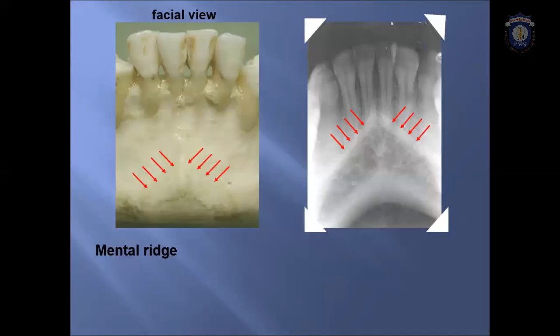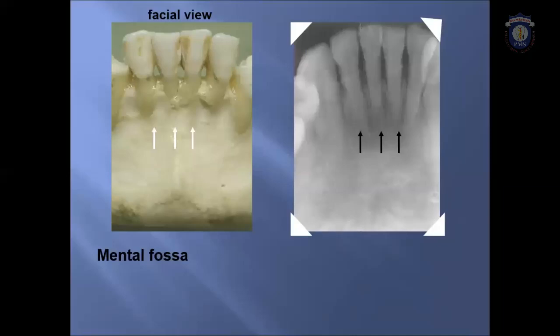Coming to the facial view, here you can clearly appreciate the presence of a bony prominence in the labial aspect of the mandible, which is indicated by tiny red arrows. These red arrows indicate the presence of a mental ridge, or the bony prominence which is extending from the midline region both to the right and left sides. In the radiograph also, this radiopacity is seen in the periapical region of the mandibular incisors.